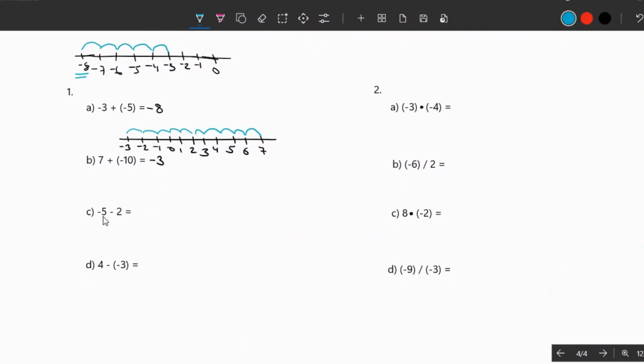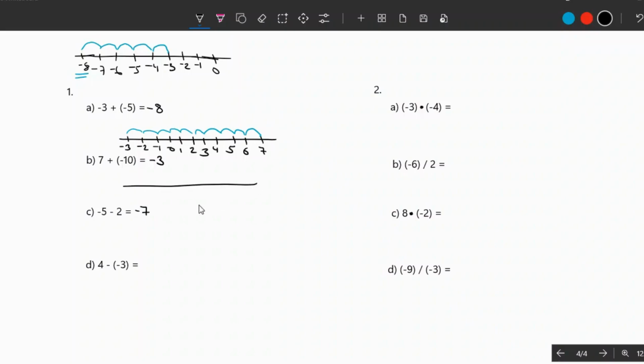We have -5 minus 2. So if we have -5 minus 2, we will go deeper into the minus. So this will give us -7. I'm adding 5 and 2, and then I'll get -7.